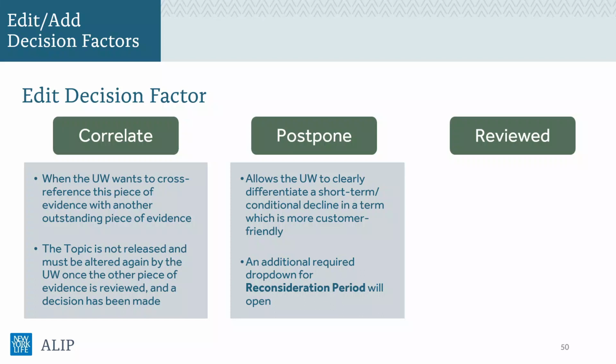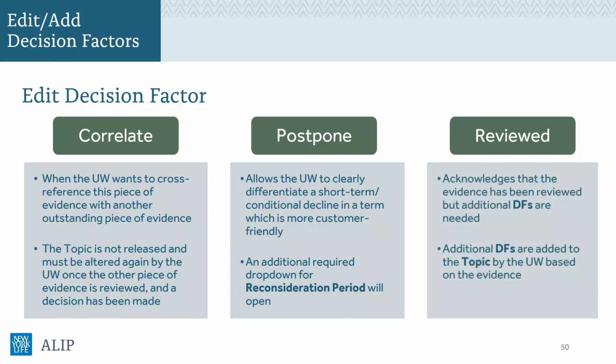Now let's move on to postpone. Postpone allows the underwriter to clearly differentiate a short-term conditional decline in a term which is more customer-friendly. An additional required drop-down for reconsideration period will open with options such as 6 months, 12 months, until recommended testing consults are completed, until recommended surgery is completed, and other freeform.